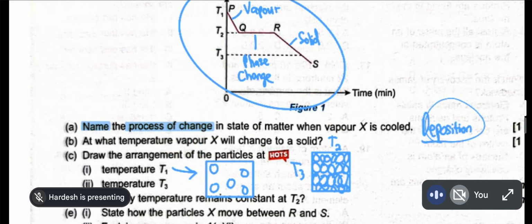Then for B here, at what temperature will vapor change into a solid? This is vapor. This is phase change. Phase change begins when it changes from vapor to solid. So your answer is T2.